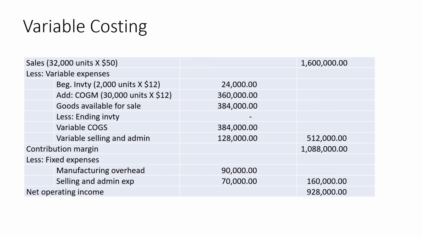So, your variable COGS is therefore 384,000. Then, we add to that your variable selling and admin na 128. So, you have total variable expenses of 512,000. And then, we deduct 512 from 1,600,000. So, we have contribution margin of 1,088,000. And then, from there, we deduct all your fixed expenses consisting of manufacturing overhead and selling and administrative expenses, a total of 160,000. So, we have here a net operating income of 928,000.